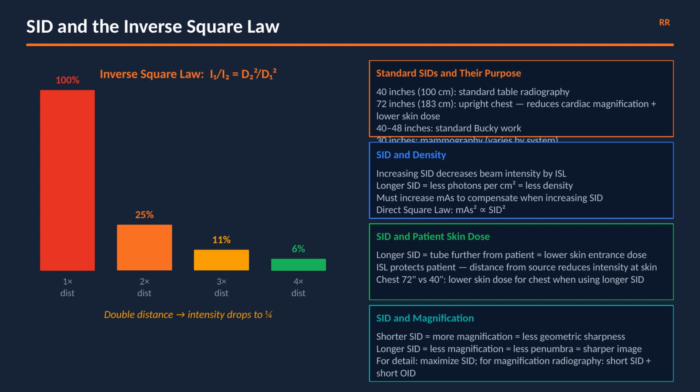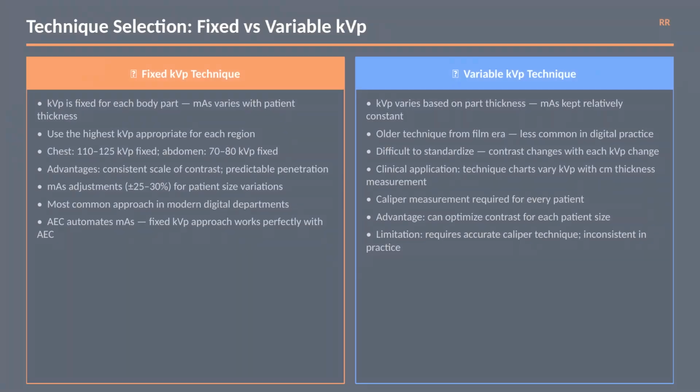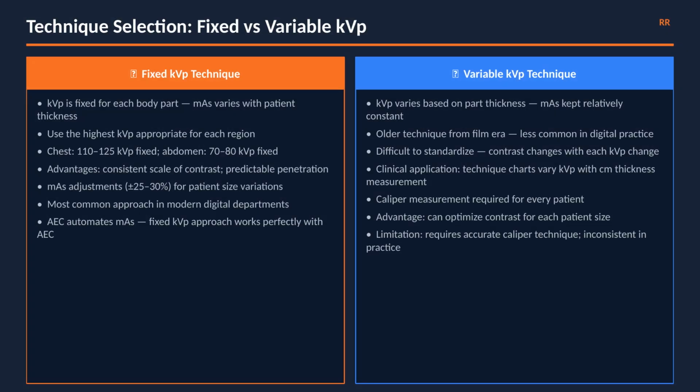For portable radiography, measure and document the actual SID used. Compensate mAs with the direct square law for the new mAs. Two approaches to technique selection, and the registry tests both. Fixed kVp technique: kVp is fixed for each body part.